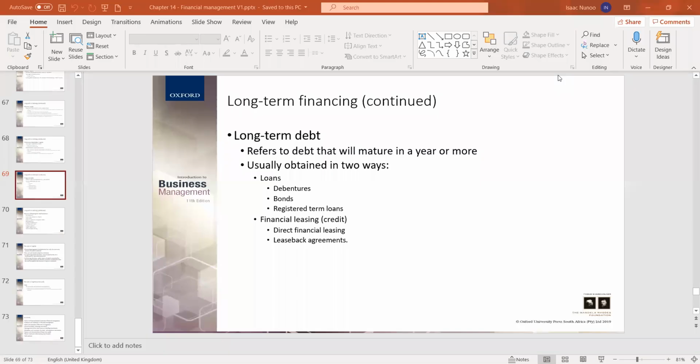Now we are looking at long-term debt. Long-term debts are debts that have to be paid in more than a year, or in a year's time or more. So we can have two ways. We have the loans, and under loans we can talk about the debentures, the bonds, and registered term loans. And we can have financial leasing, that is the direct financing lease and the leaseback agreement.